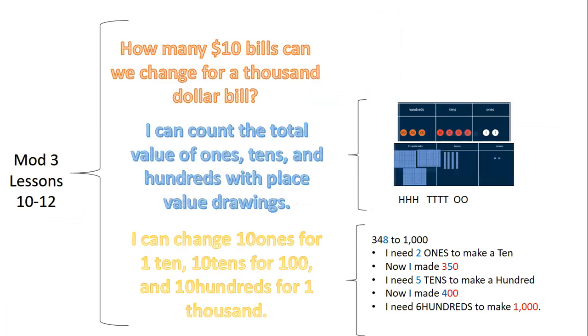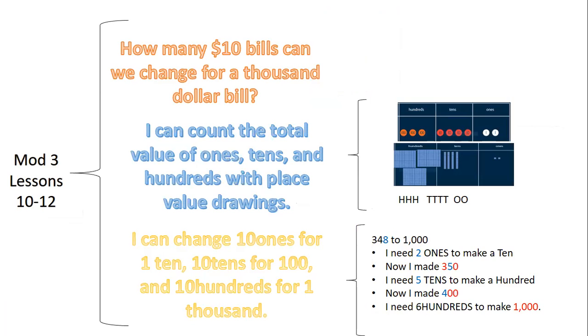Now in math, you will be still working in module 3, and you will be doing lessons 10, 11, and 12. Lesson 10 is how many $10 bills can we change for $1,000 bills? And I've made a little video that you will count with me and find that out.